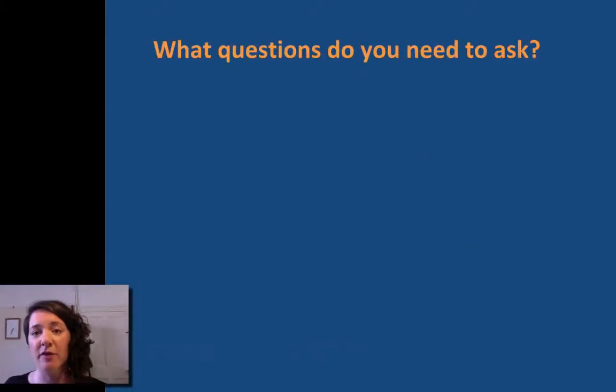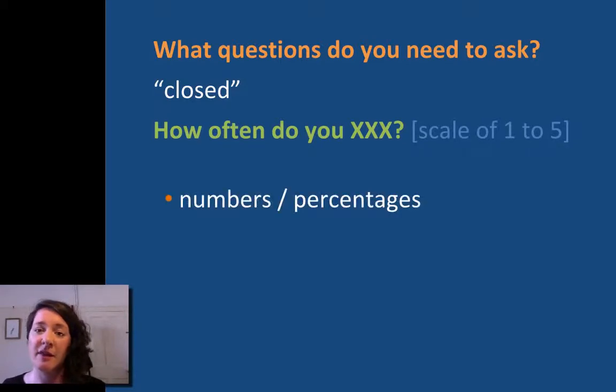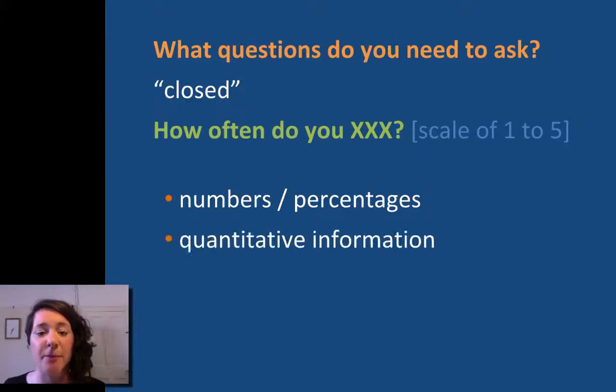The other type of question that you might be asking are closed questions. So this is something like, how often do you do X, Y, Z? Or things that might be on a scale of 1 to 5. So that might go from never to always in this example, and all those points along the scale. This type of question will give you numbers and percentages as its answer. This is quantitative information, and there are some times when that's going to be really useful to you.